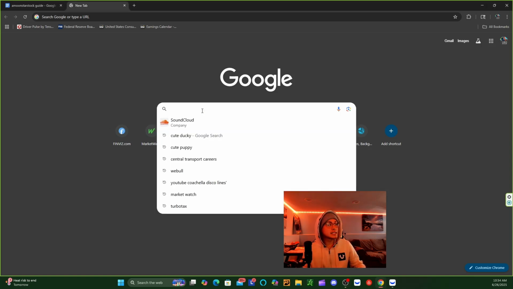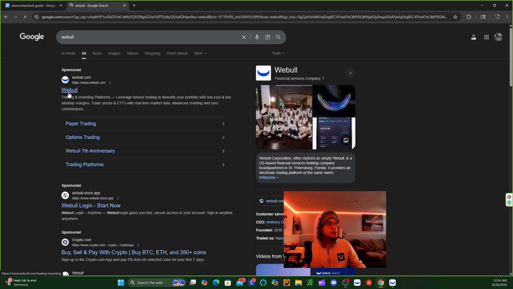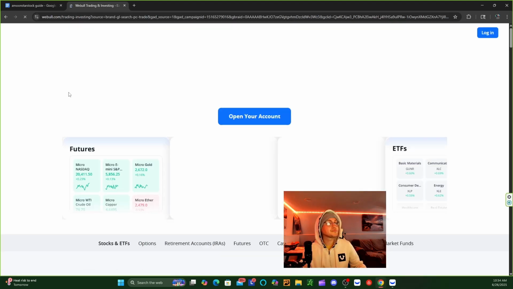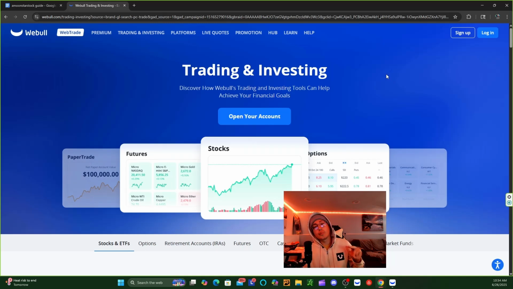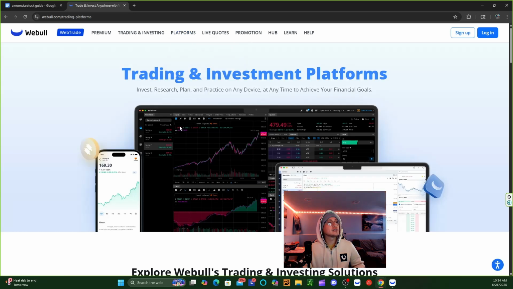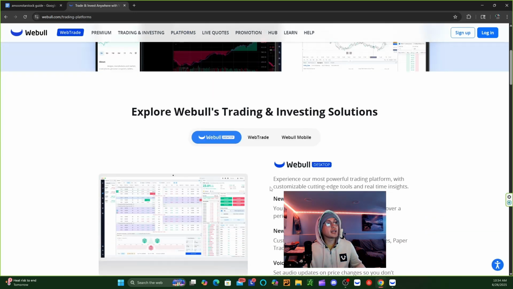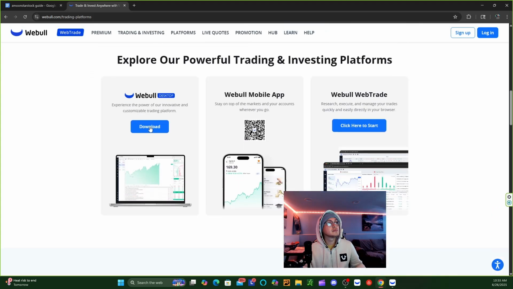So it is as easy as going to WeBull.com. You can download the platform before you even open an account, so you don't even need an account. You go to platforms, and as soon as you get to this page, it's right here. It's desktop. Download it.